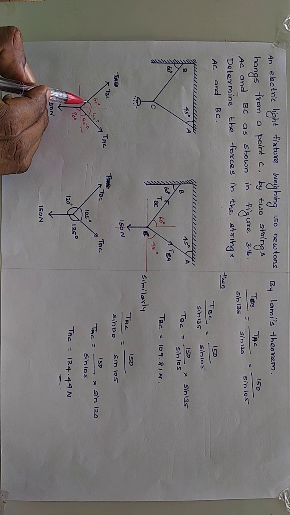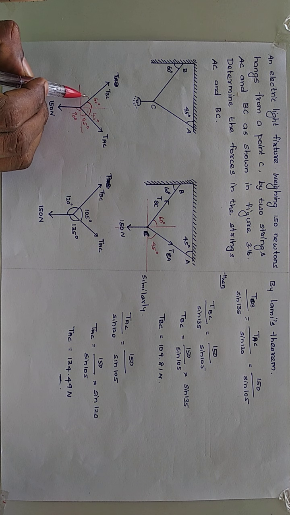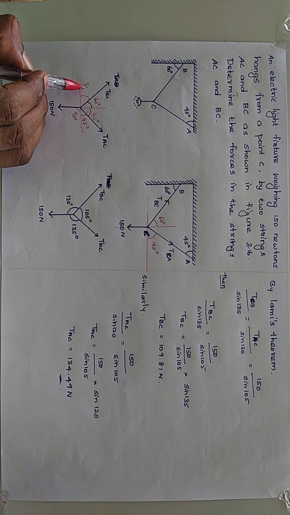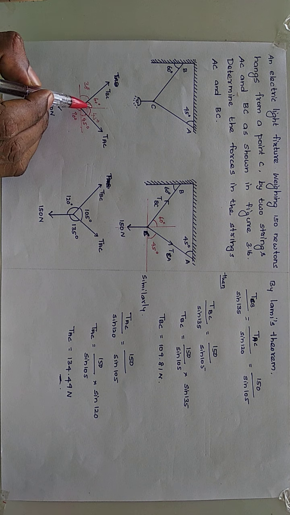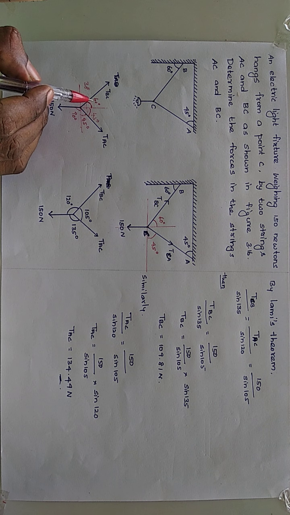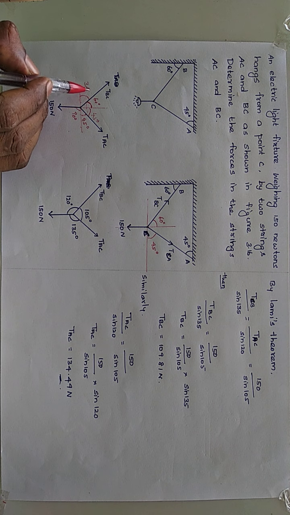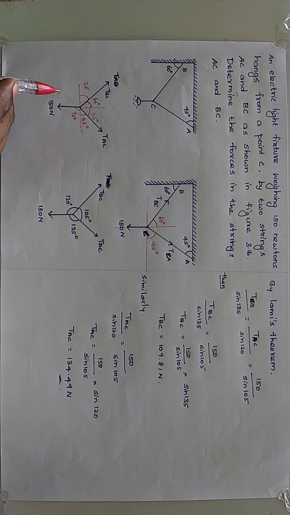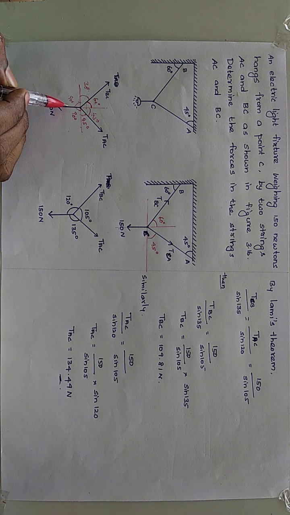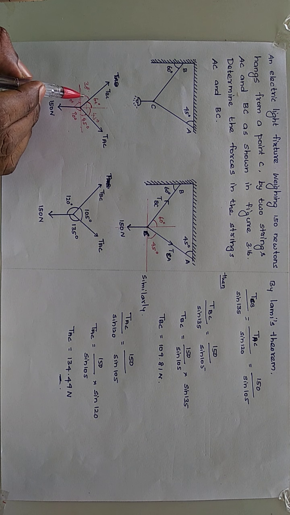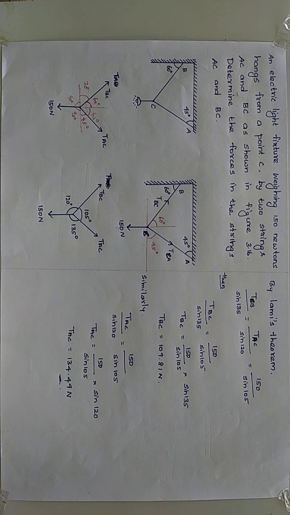Then if this angle is 60 degree, what is this angle? 30 degree, isn't it? Because this is a vertical line, this is a horizontal line, between them 90 degree. This is 60 degree, so 90 minus 60 becomes 30. 30 plus 60 becomes 90. Then this angle is 90 degree, horizontal and vertical. 90 plus 30, 120 degree. So we got all the angles.